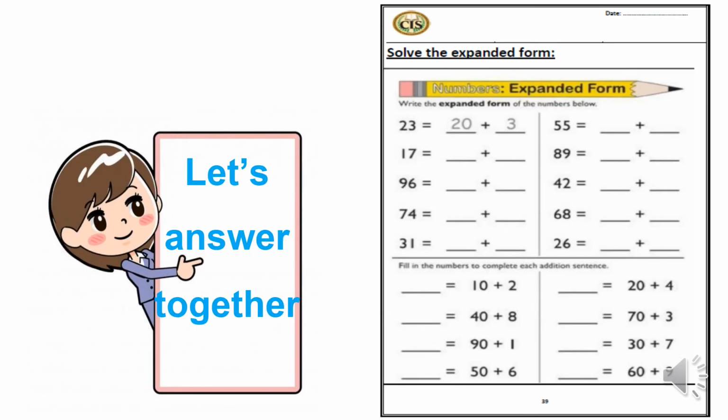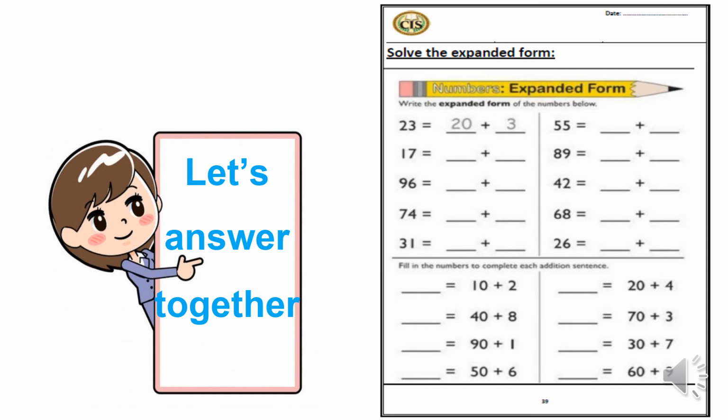Okay. Write the expanded form of the numbers below. Okay, first number we have here is 23. So 3 in ones, 2 in tens. So the value of number 3 will be equal to 3. The value of number 2 in tens equals 20.